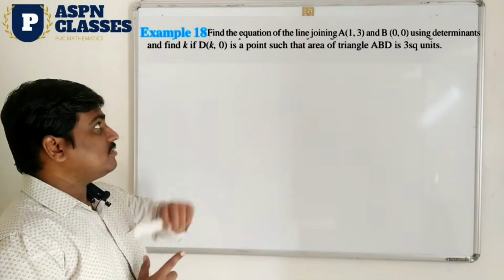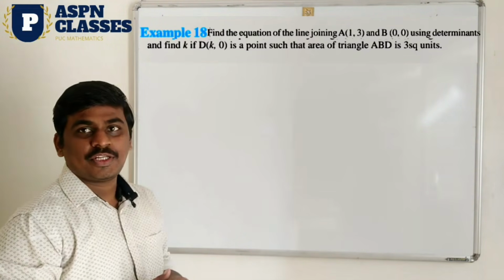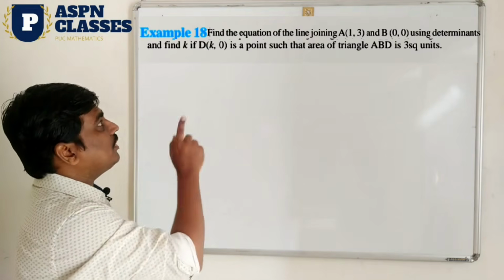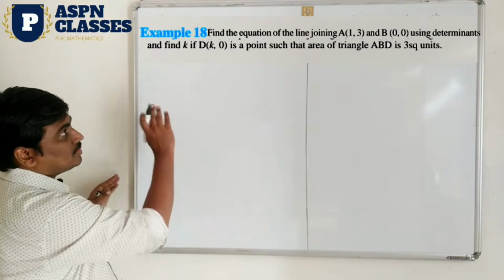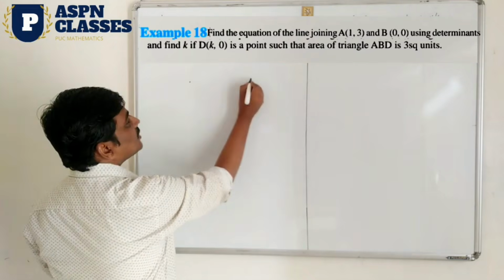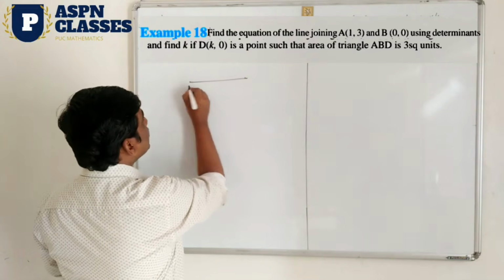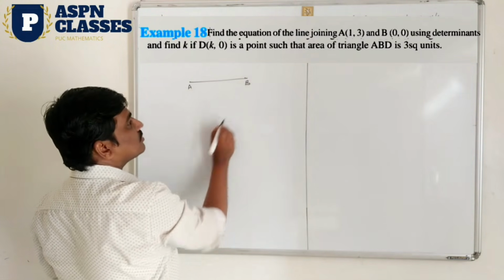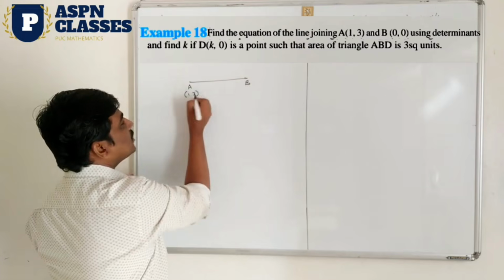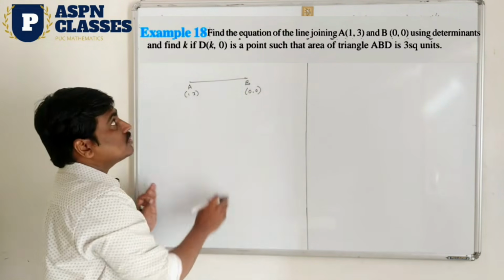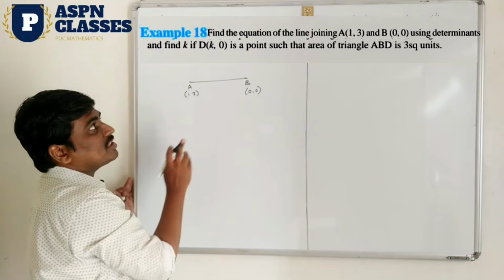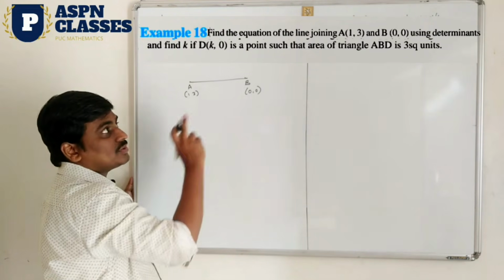Okay, so the first thing is finding the equation of the line joining the points. After that you will find the k value. So let us start. Observe here, first two points are given. What are the two points? A and B. A is (1, 3), B we have to take as (0, 0). So you find the equation of the line joining them using determinants.